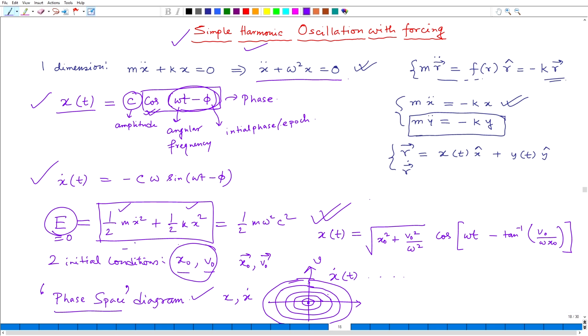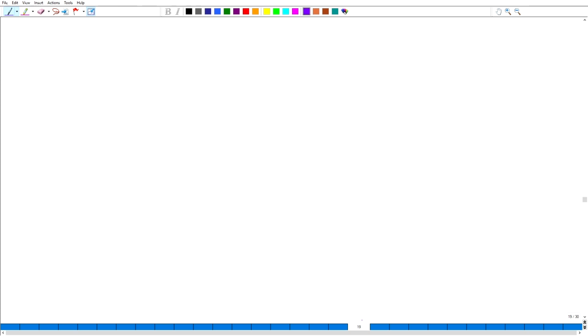Now, today's topic is such type of simple harmonic oscillation in the presence of a forcing term. So, if you remember your high school classes about differential equations, whenever you have an equation like this, and this is a constant of course, you say that this is a second order ordinary differential equation, because I have d2x dt2.